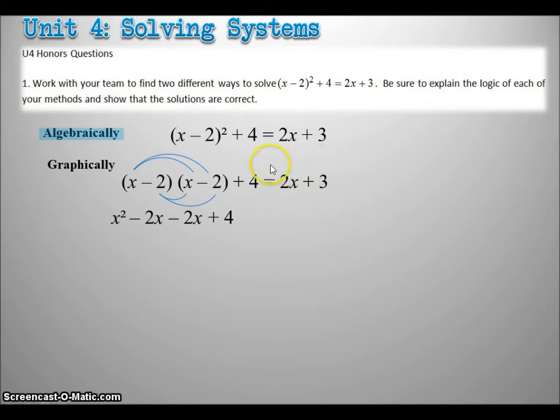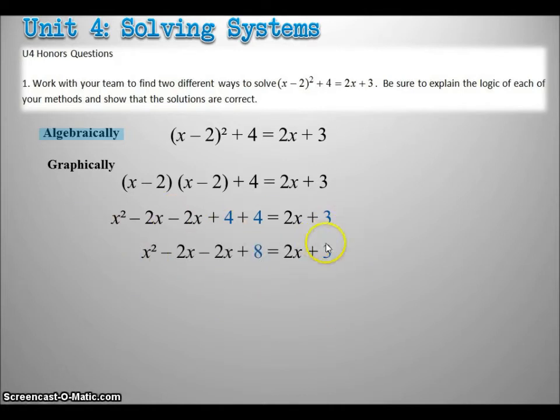Now this section here we can just bring down because it'll be the same. So now let's look at what we have. We have many like terms, and we want to combine them. Let's focus on the blue. 4 and 4 want to be together, so they combine into an 8. The 3 over here wants to be on the same side as the 8, so we subtract 3 from both sides, and we get x squared minus 2x plus 5, because 8 minus 3 is 5, equals 2x.